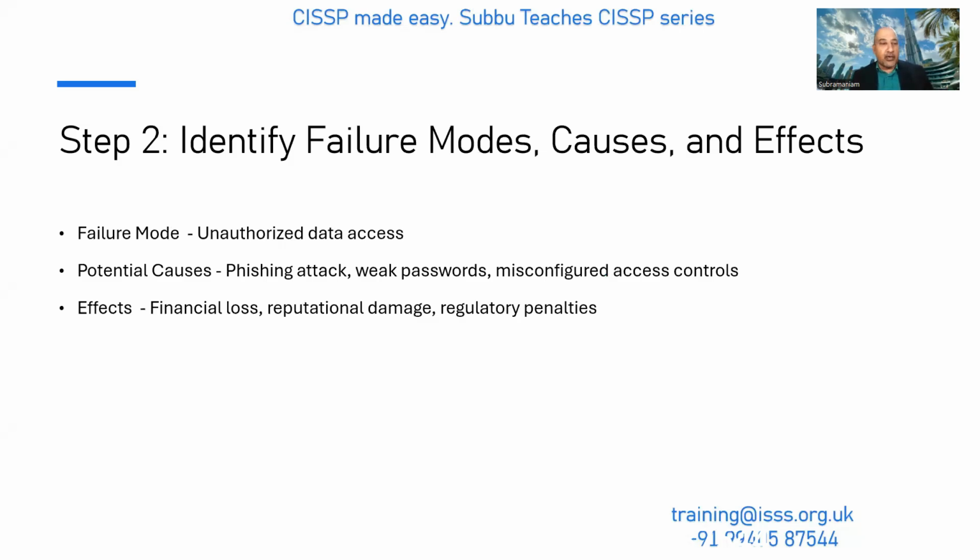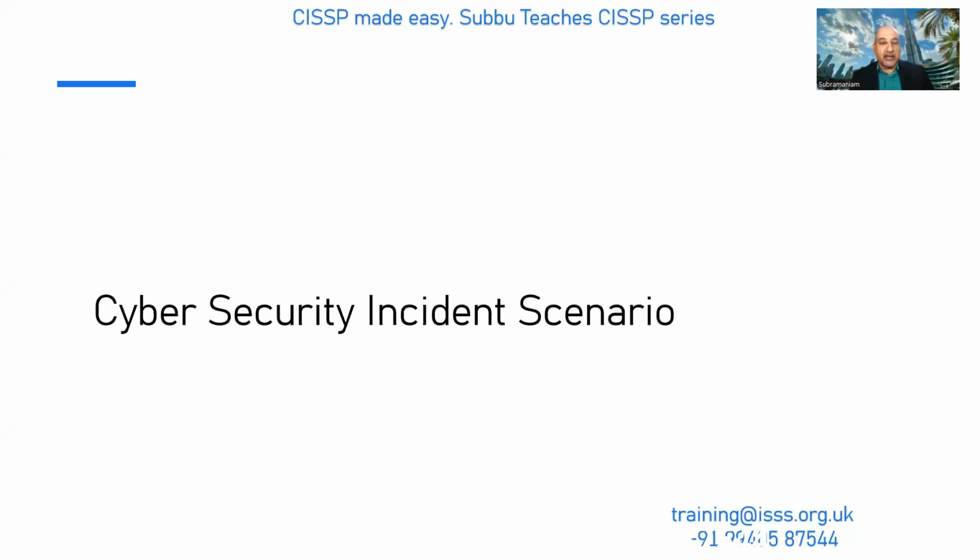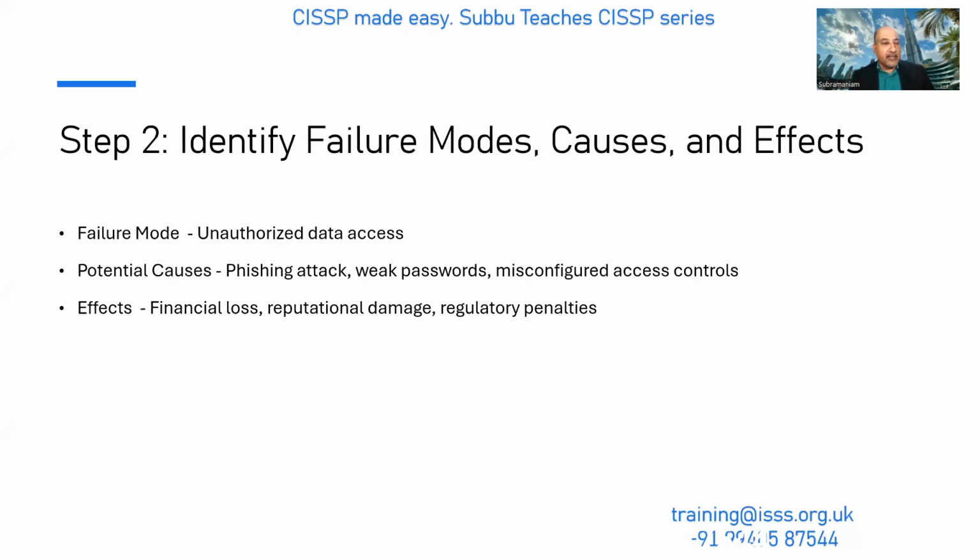Identify the failure modes. For example, we are taking an example of a cybersecurity incident: unauthorized data access. Let's assume that it's a customer database, a cloud-based customer database. The failure mode is unauthorized data access. What could be the reasons? A phishing attack, weak password, misconfigured access control, etc.